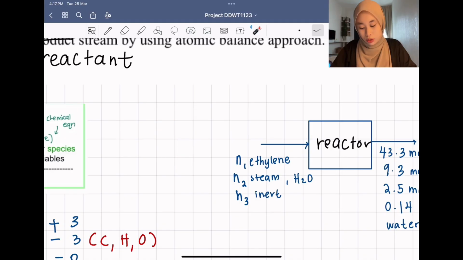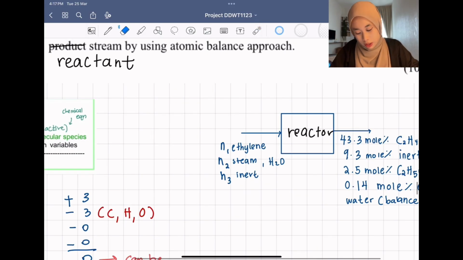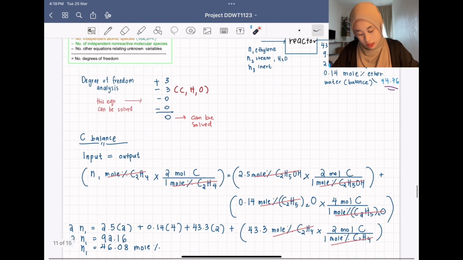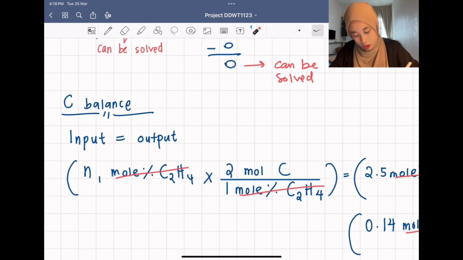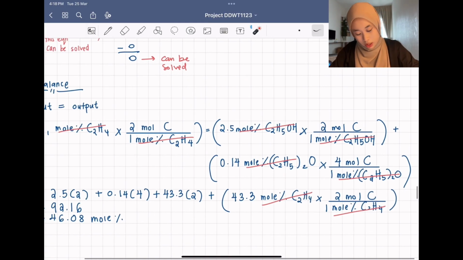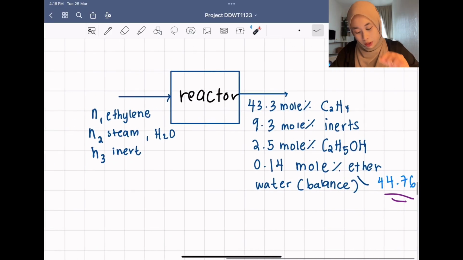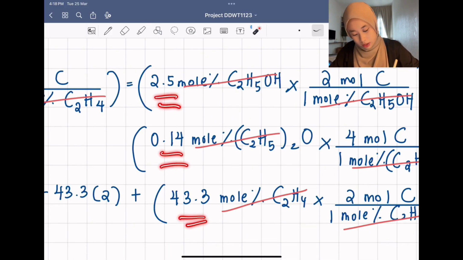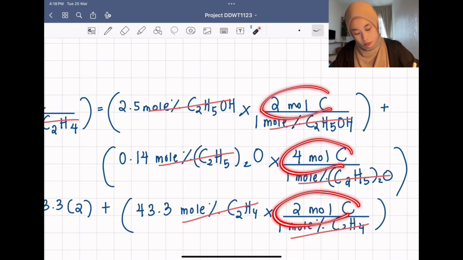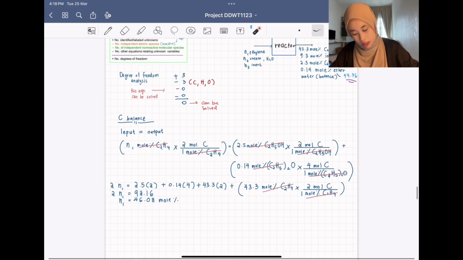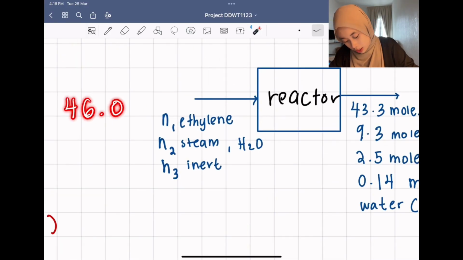So let's say I want to use carbon first. So kita kena tengok dekat bahagian input ni, yang mana contains carbon. So ethylene kan. So we can put ethylene as our input. So buatlah N1 mol percent C2H4 darab dengan number of moles yang carbon tu ada. So C2H4 ada 2 carbon. So kita buat 2 mol carbon. And then sama dengan, okay, this is your output. So kita letaklah dekat bahagian output mana yang ada carbon. So C2H4, C2H5OH and ether. So letak molar composition and then letak dengan number of mole. So then you add up, you just buat you punya algebra calculations and you will get 46.08. So you punya ethylene N1 dah ada.